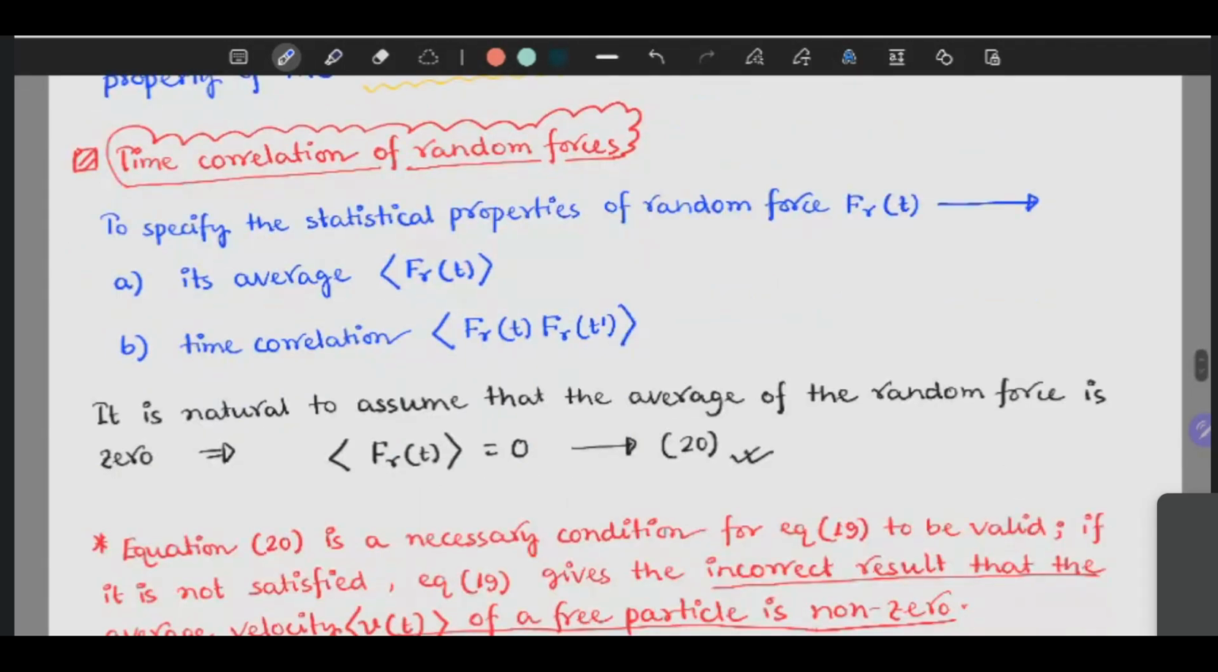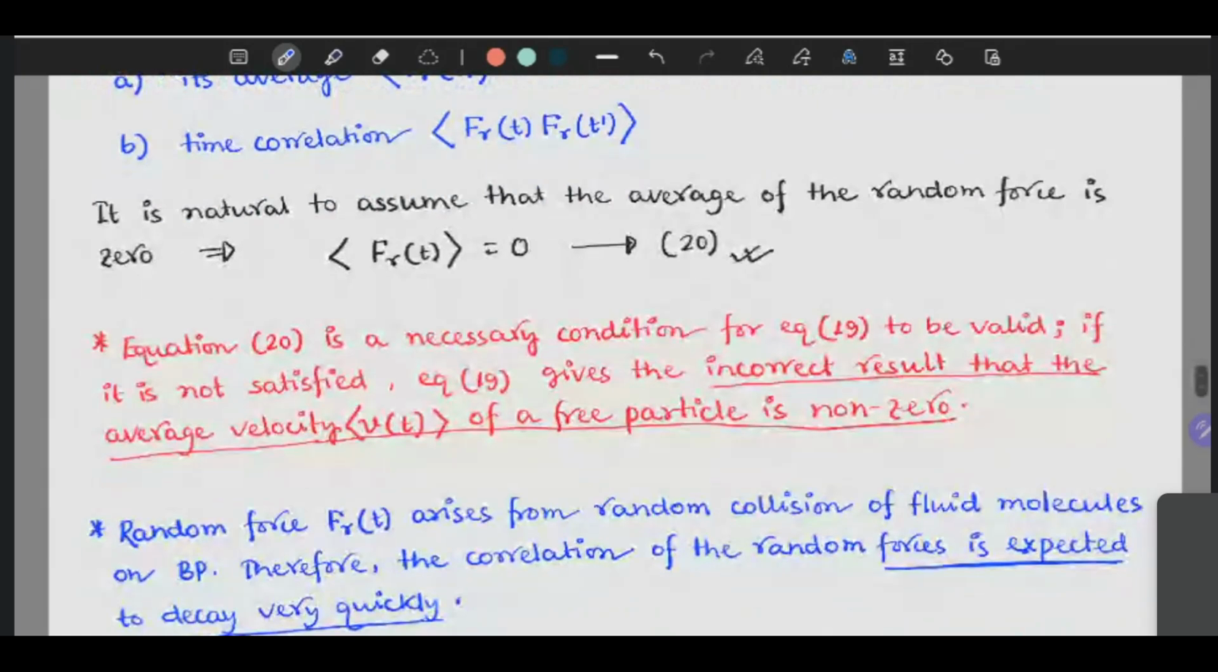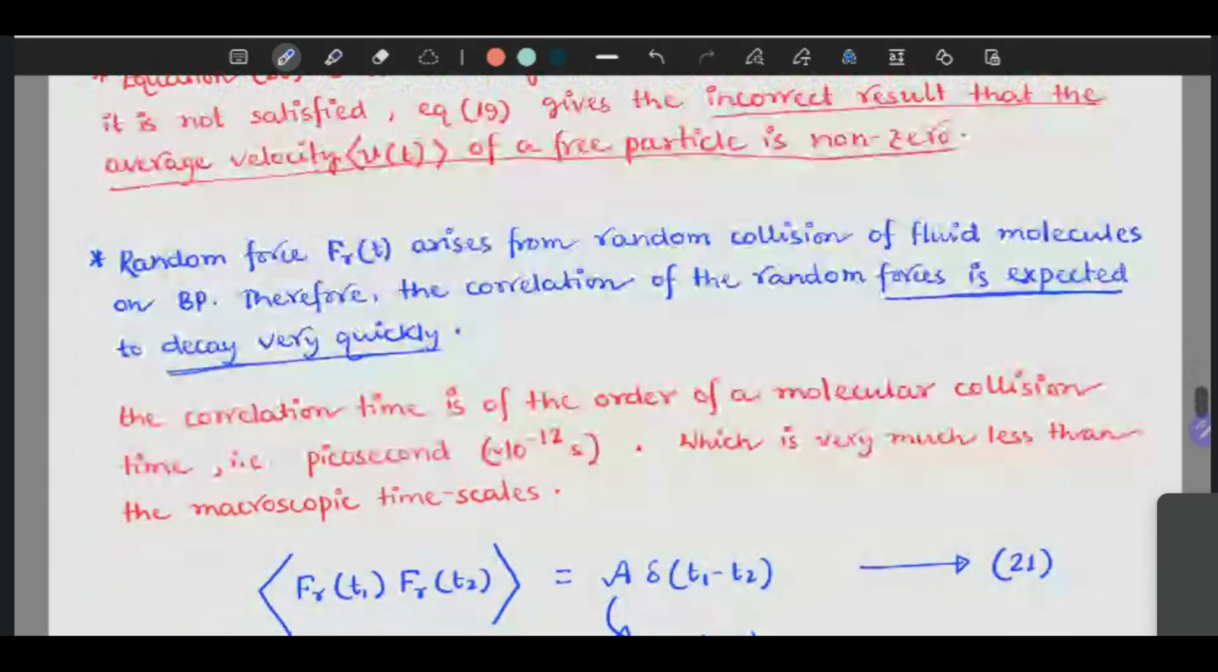So if we take the average of this force to be 0, then that's a good assumption, right? Now, the second thing is how this random force is arising from the time correlations. For that we have assumed that since these are collisions, the correlation time of this collision should be very small.